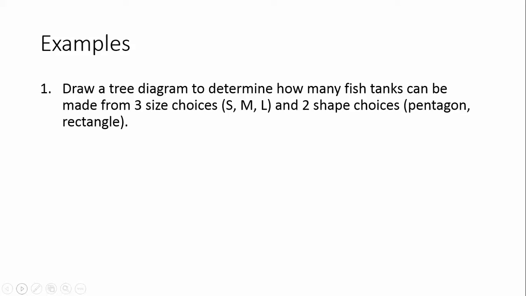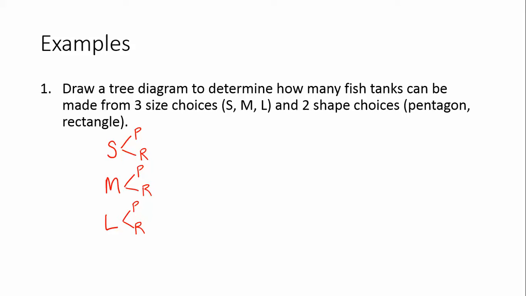So when we draw a tree diagram, this time we'll start with the 3 size choices. So we had a small, a medium, and a large fish tank size that are options, and then they can either be a pentagon or a rectangle. So that means that the small fish tank could be a pentagon or a rectangle. The medium fish tank could be a pentagon or a rectangle, and the large fish tank could also be a pentagon or a rectangle.